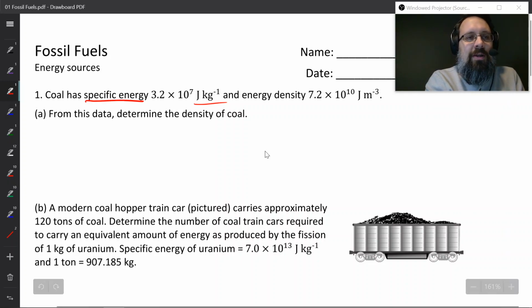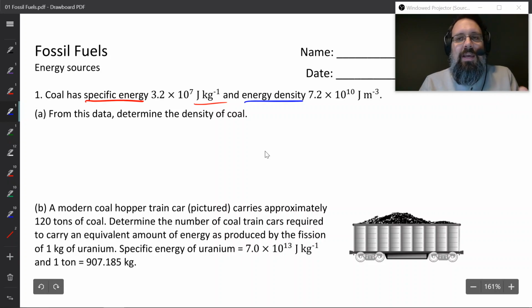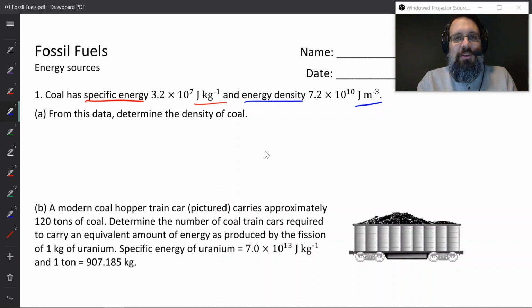There's also another quantity called the energy density, and energy density is joules per cubic meter. So that's talking more about the volume. If you have a cubic meter, realize it's like a Minecraft cube, a 1 meter by 1 meter by 1 meter cube, you'd be able to get 7.2 times 10 to the 10th, so that's 72 billion joules out of a cubic meter of coal. That'd be like a block of coal in Minecraft. So if you burned a block of coal, 1 meter by 1 meter by 1 meter, you would get 72 billion joules of energy.